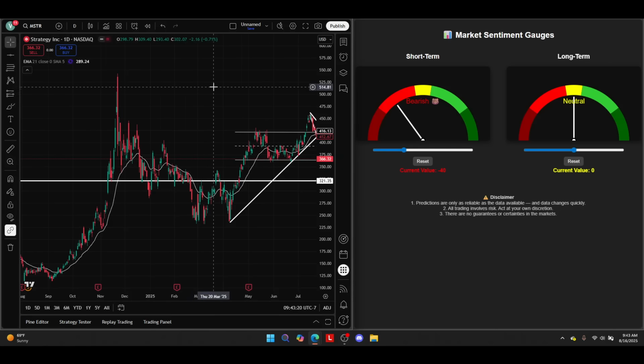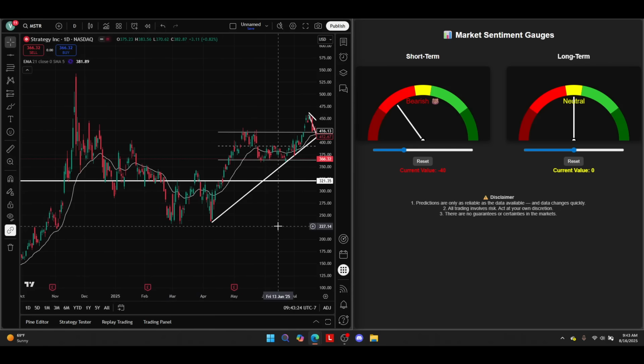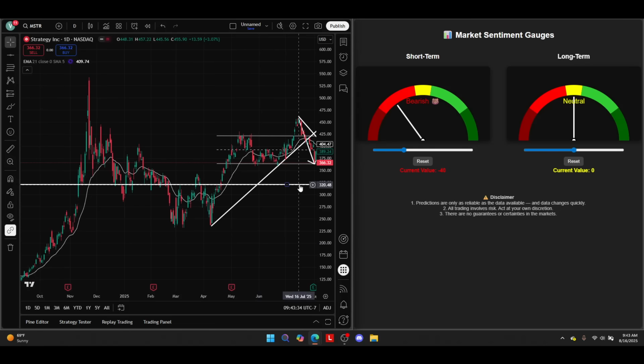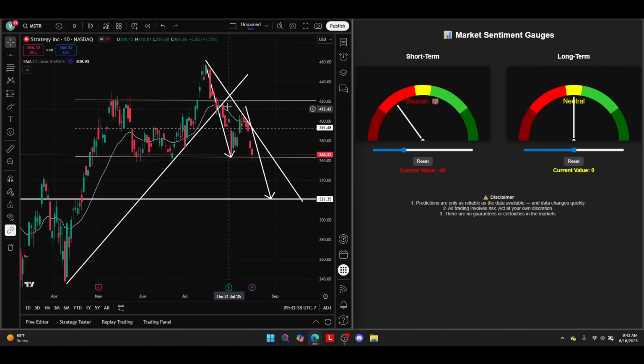Like I said before, number one, predictions are only as reliable as the data available. The data changes quickly. Before, it was looking really bullish. It was looking like it wanted to break out. And now, it's switched back to being bearish, right, in the short term. So that's why I see in the short term, basically, we have a downward sloping trend line. We're below the EMA. We have a measurement target in play, targeting like 320s, 321, low 320s.